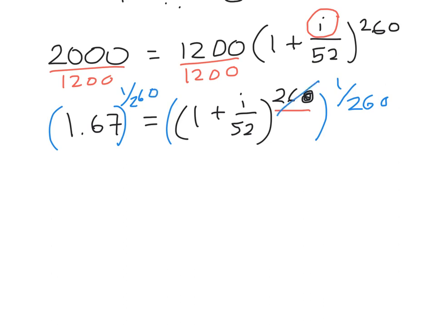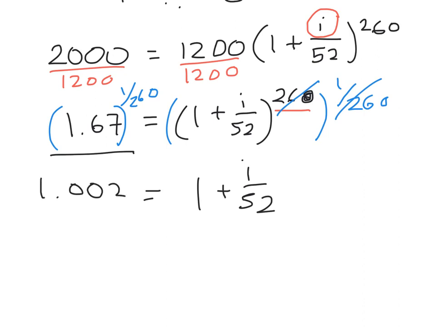On the right side, that just means those powers will cancel, and I'll just be left with what was in the brackets. On the left side, I punch this into my calculator, either using the power button or the 260th root, and I get 1.002. The next step is to subtract 1 from both sides, or in other words, move that 1 over. So 1.002 minus 1 leaves me with just 0.002 equals I over 52.